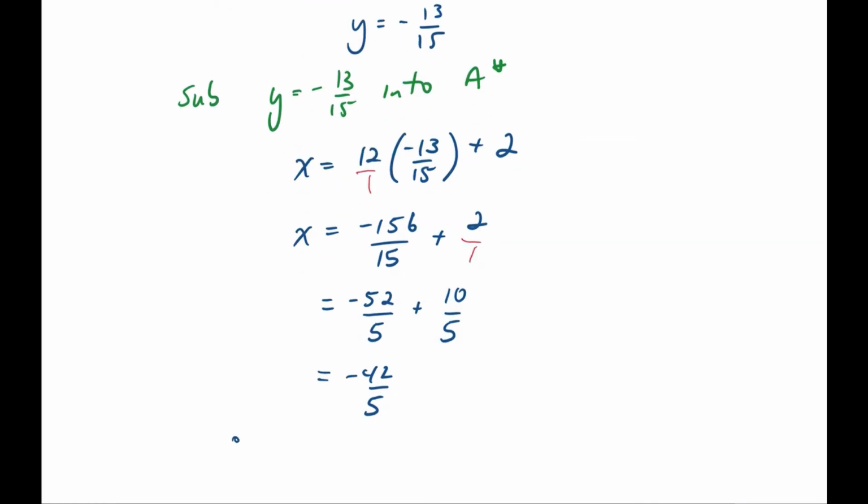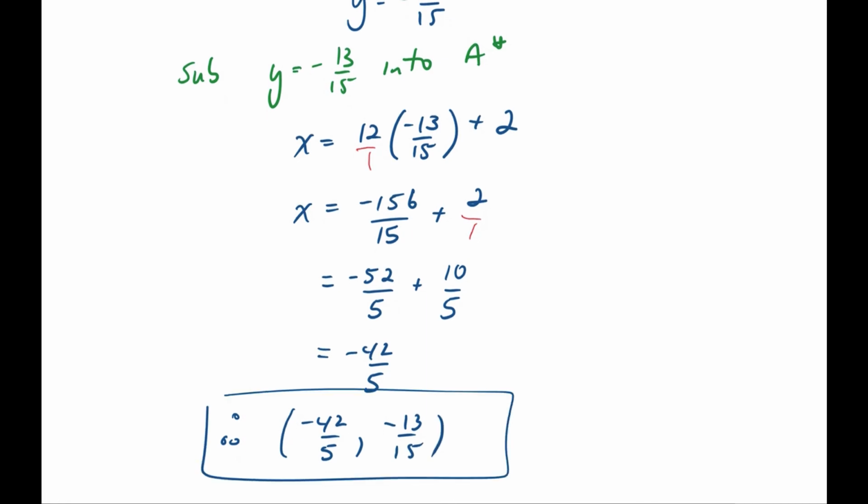So therefore, our point of intersection or solution is negative 42 over 5, comma, negative 13 over 15. Challenging question. Good luck.